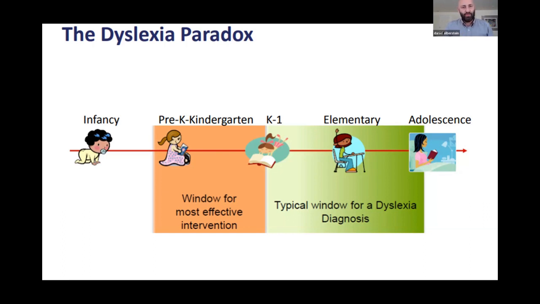But the most effective window for dyslexia intervention is early. The brain has the most plasticity at this time. So if we can identify those students in a tier 1 screening and then provide them interventions within their classrooms, we can really make progress supporting these students and keeping them out of the special education pipeline. So that's the goal here.